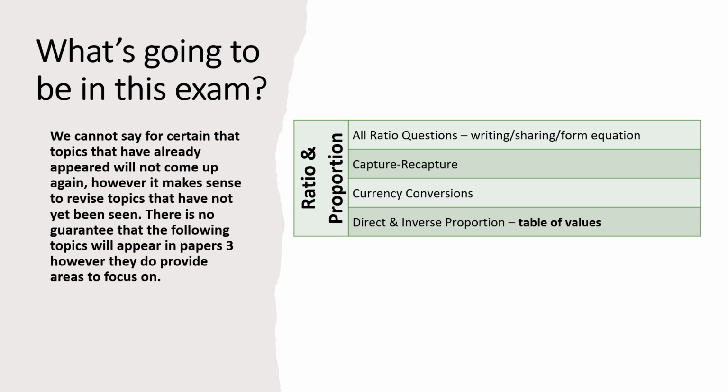Ratio and proportion, I feel like there's been a steady flow of ratios through some of these questions, but I still don't want to rule out that we won't see any more ratio. Capture, recapture, currency conversions, and there was an inverse proportion equations question in Paper 2, but maybe there's room for one for a table of values. Not guaranteed, but it hasn't come up yet, and it's possible.